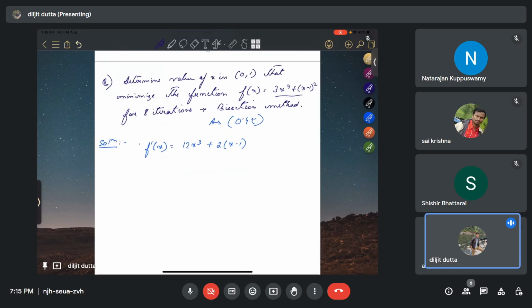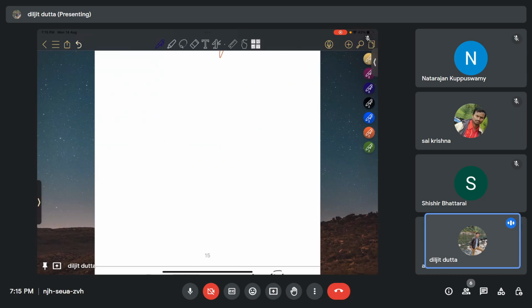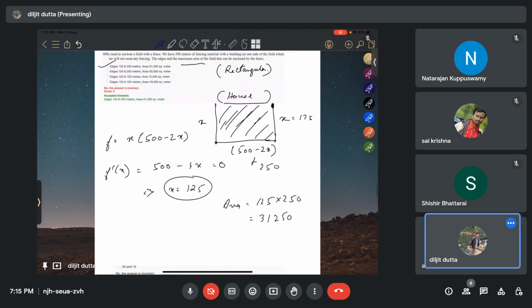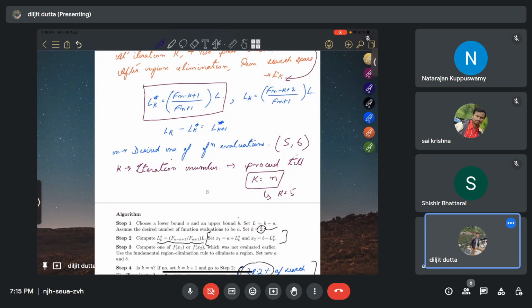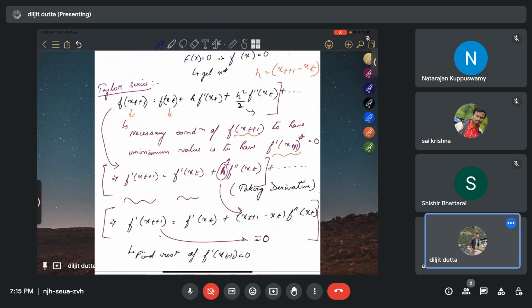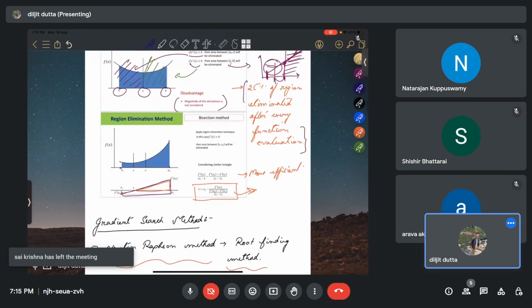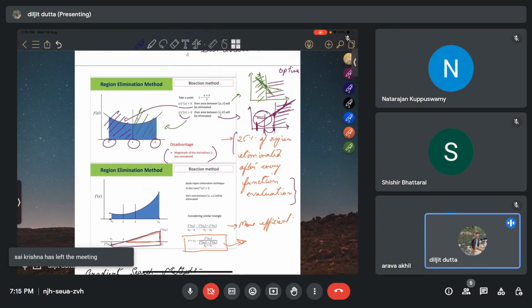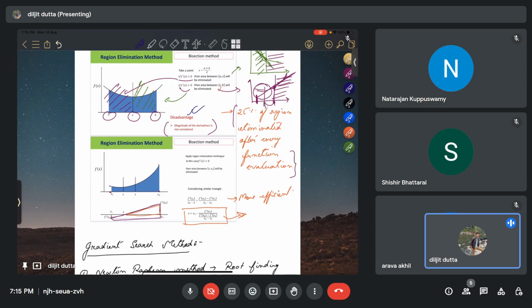So here it is given that f of x equals 3 into x to the power 4 plus x minus 1, whole square. This is what is done in the bisection method, we have seen, right? We will have an interval a and b. We will take z equal to a plus b by 2. We will do the basic bisection method first, and then we will see the updated bisection method, by calculating z with a different formula.